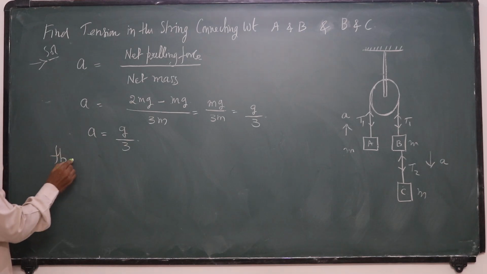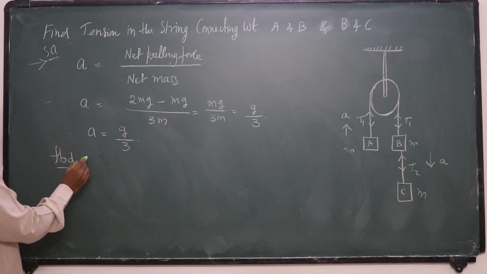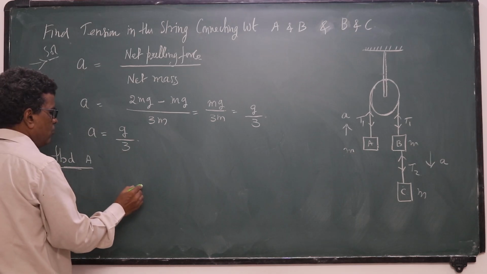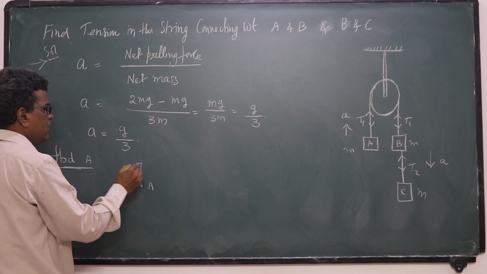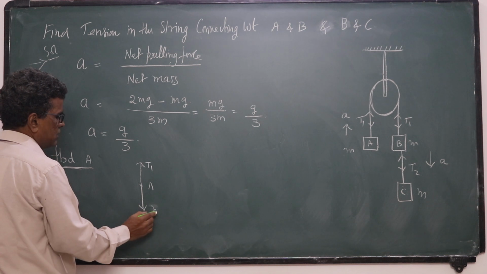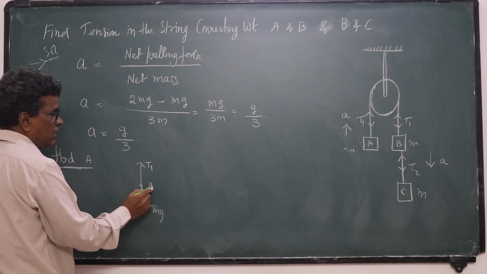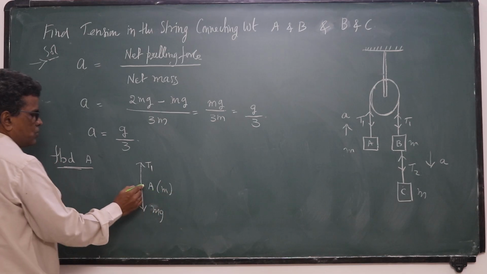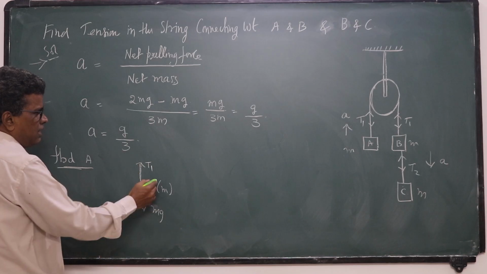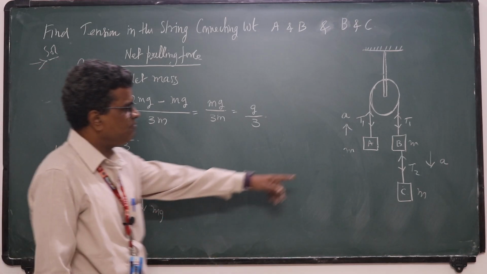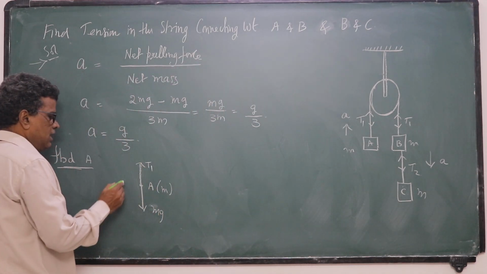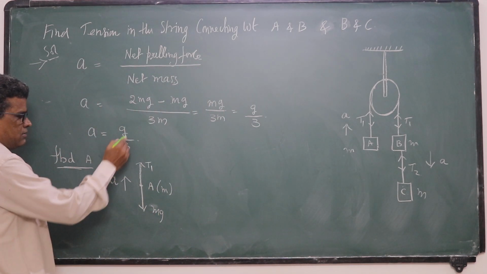So you draw the FBD of A. See how I am drawing the FBD. For A, T1 is up, mg is down because A has mass m. This is the FBD. When you are drawing the FBD of A, you isolate that block and study the motion of A. So this A is moving up with an acceleration of g by 3.